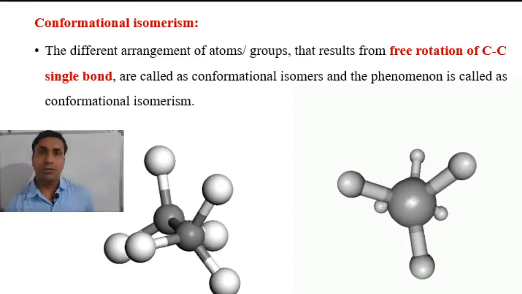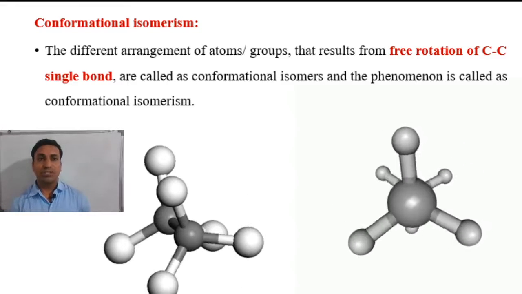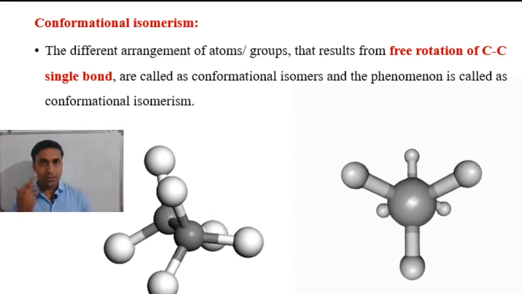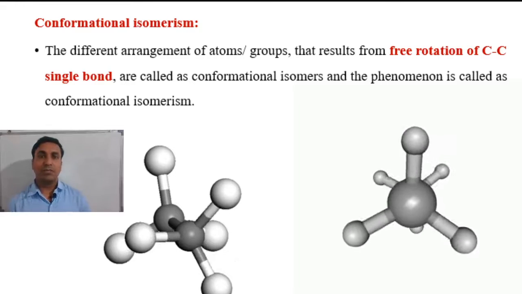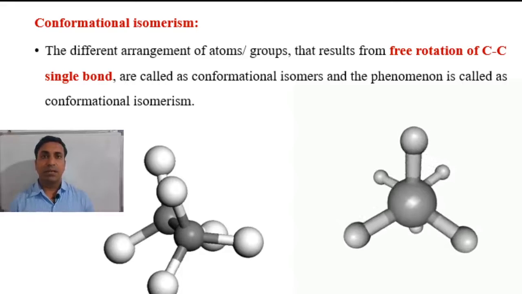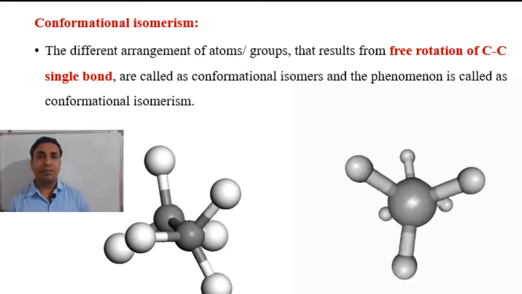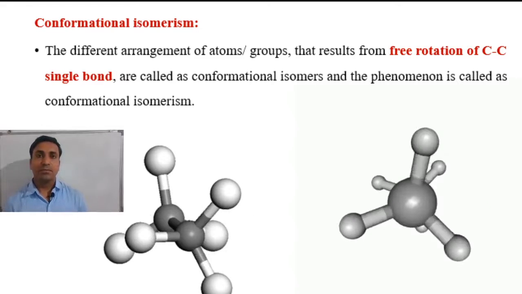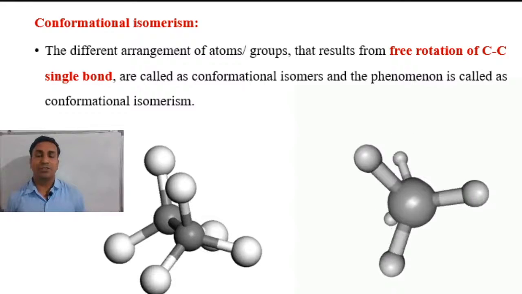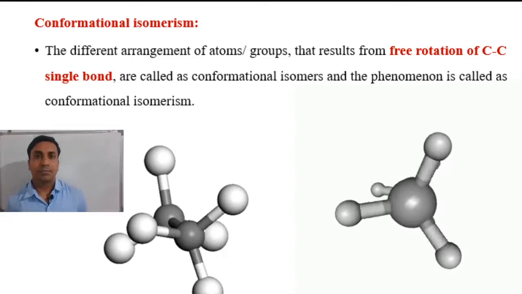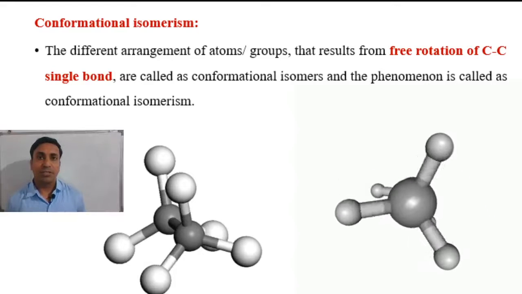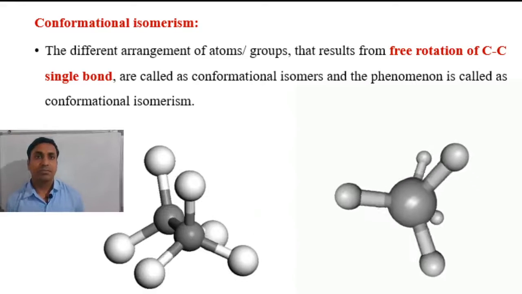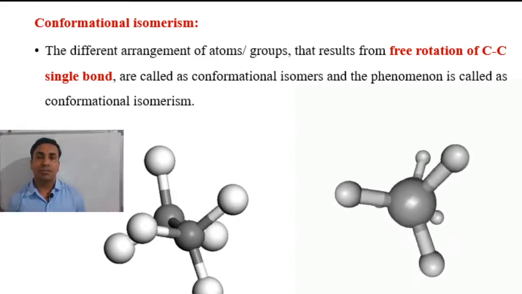So the next point of our discussion is conformational isomerism. We have discussed a few lectures ago that stereoisomers can be classified as conformational isomers and configurational isomers. We saw the nomenclature system in configurational isomers, absolute configuration, then we saw geometrical isomerism. Now let's see conformational isomerism.